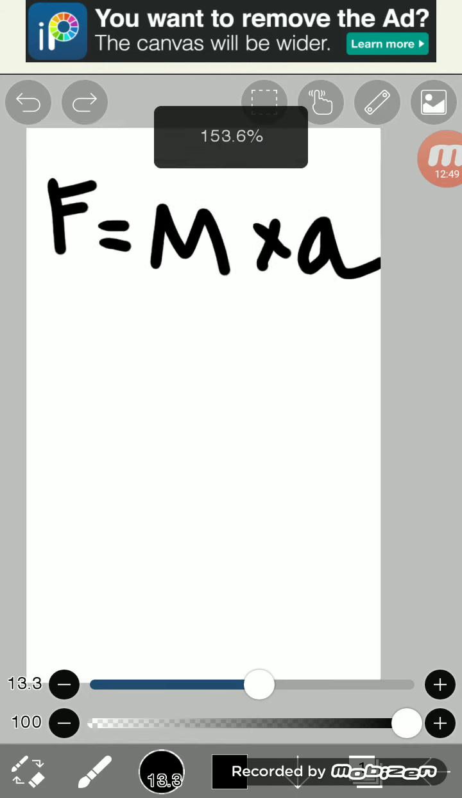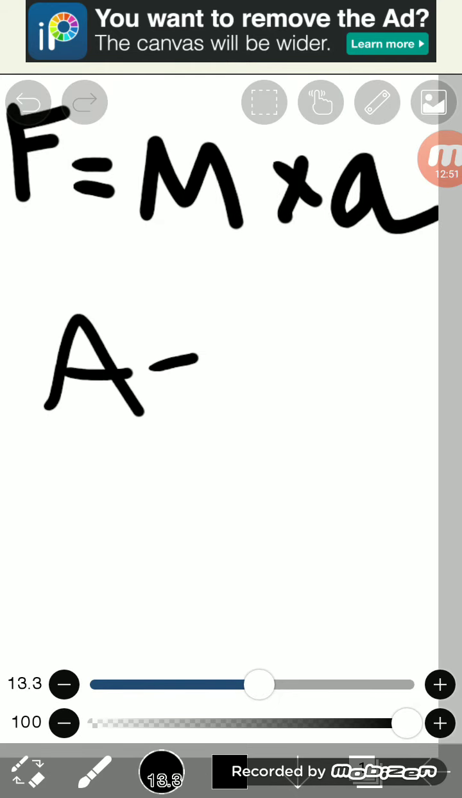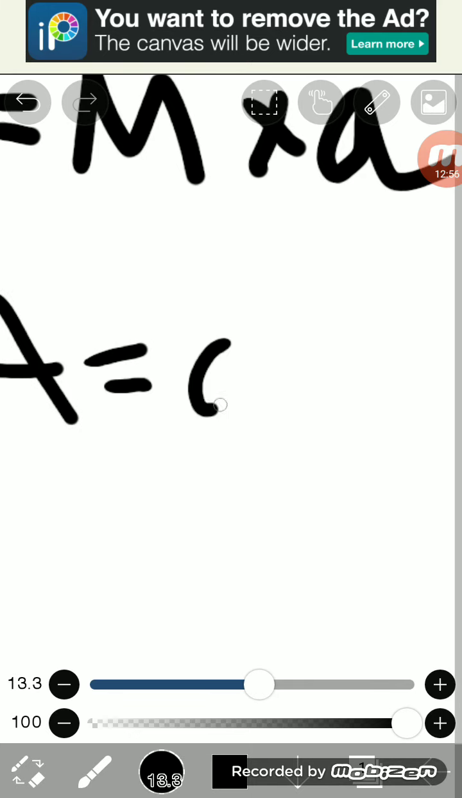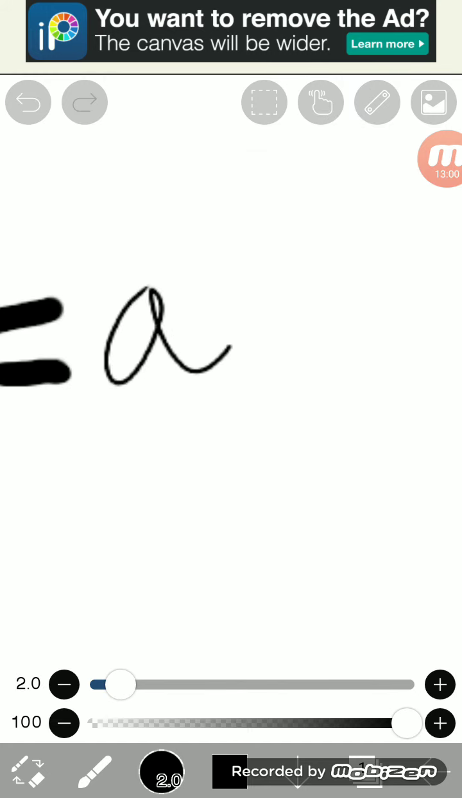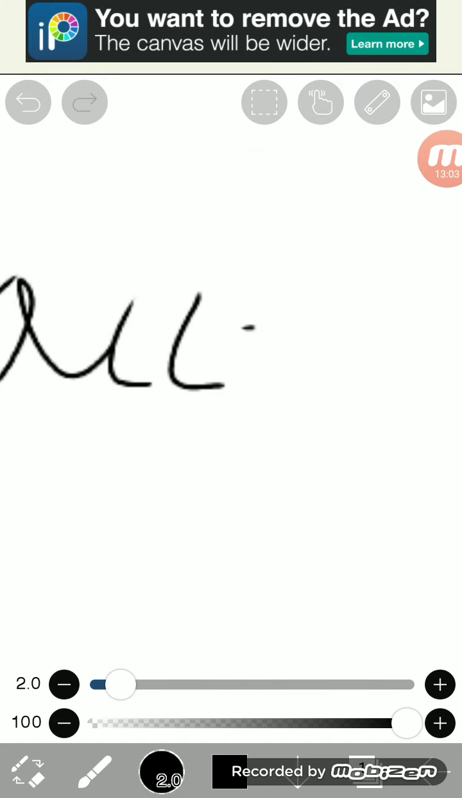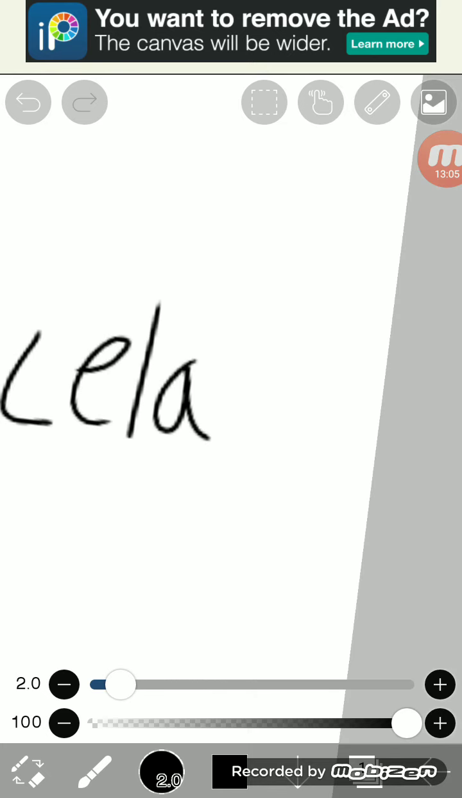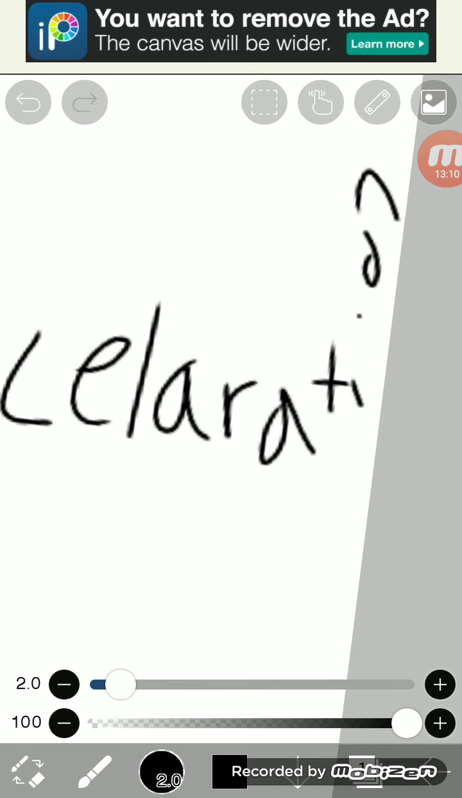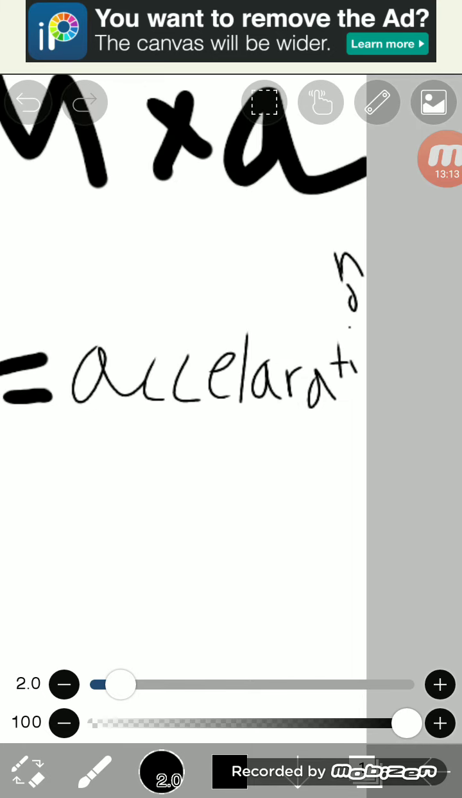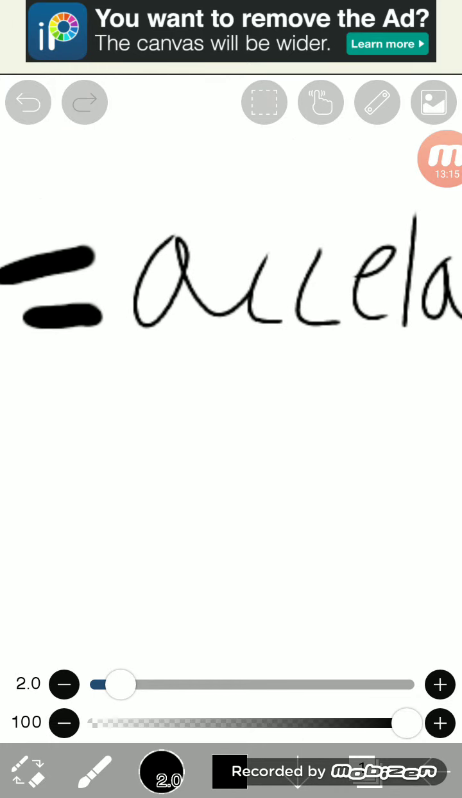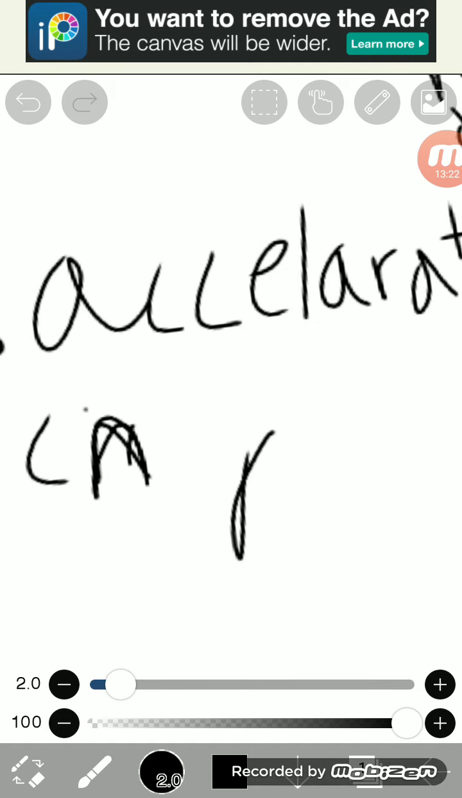Next is A. It equals acceleration, expressed in centimeters per second.